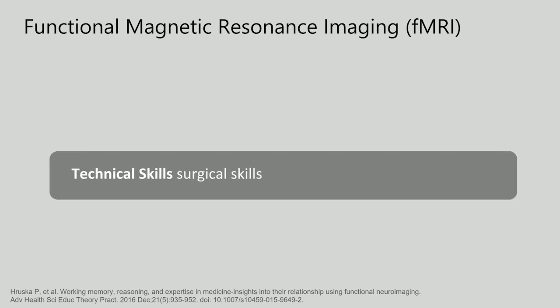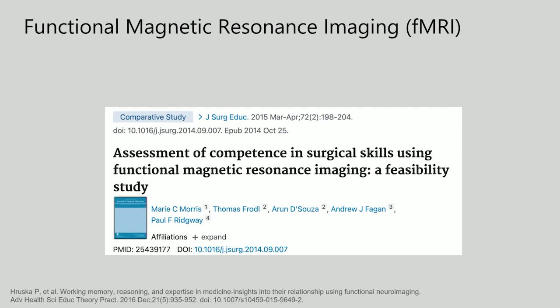Again, fMRI has actually been used in technical skills, so surgical skill assessment. So this is "Assessment of competence in surgical skills using an fMRI, a feasibility study." In this study, again, they wanted to find the neural pathways of what's going on with surgeons when they're doing their routine skills. And so they sat both novices and expert surgeons in an fMRI machine and had them do knot tying.